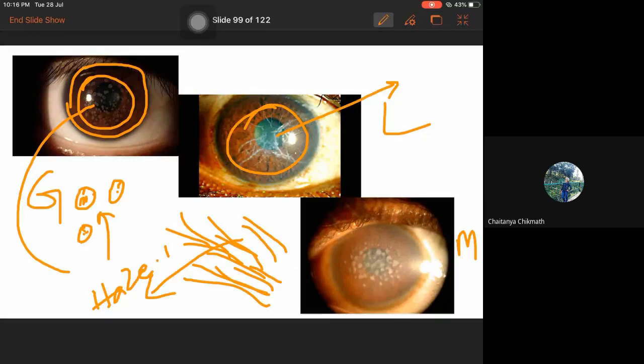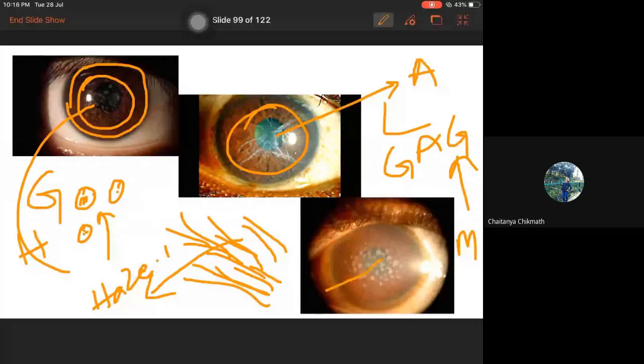Similarly, look at this, the macular dystrophy. Lattice is because of amyloid deposit. Granular is because of hyaline deposit. Macular is because of glycosaminoglycans deposit, mucopolysaccharides deposits. And they will normally have a ground glass appearance. Look at this, between the deposits, the cornea is not so clear. They will have a very poor vision.